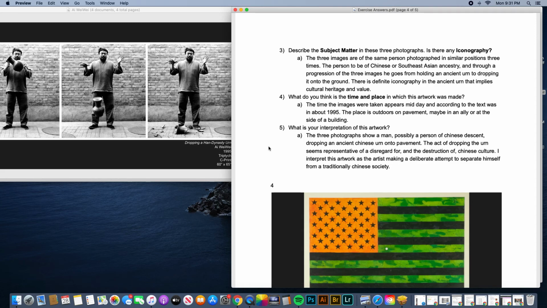What do you think is the time and place in which this artwork was made? The time the images were taken appears to be midday, judging by the lighting in the image, and according to the text was in about 1995. The place is outdoors on pavement, maybe in an alley or at the side of a building.